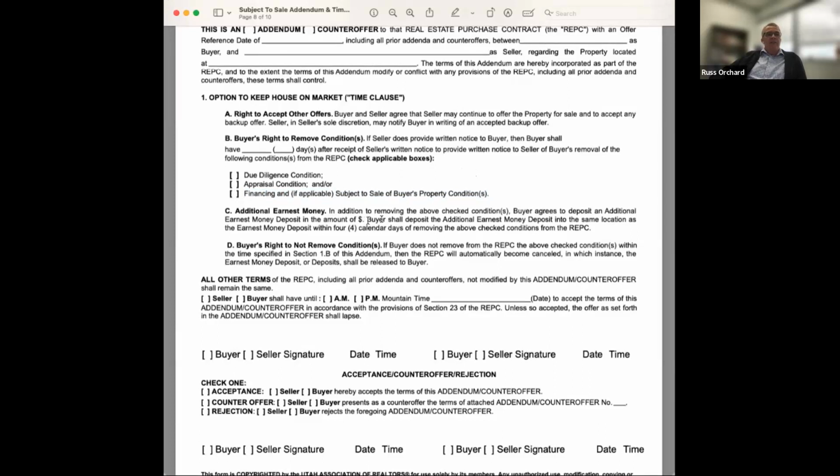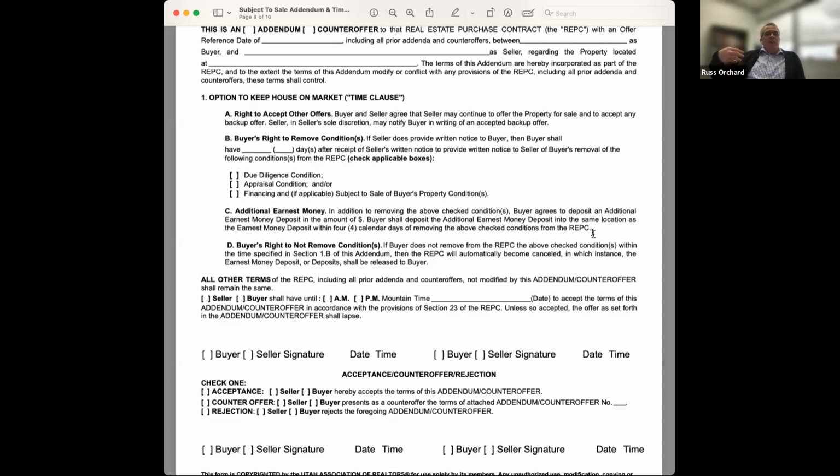Additional earnest money. So then it's saying, in addition to removing the above checked conditions, the buyer agrees to deposit additional earnest money in the amount of, and then you would put in however much the amount is. You can see on this form, it's only room for up to $99 probably. Totally joking. But you'll see on the regular form, I don't know why this one printed that way, you could put in whatever the earnest money is going to be. And then the buyer shall deposit the additional earnest money in the same location as the earnest money deposits within 4 calendar days of removing the above conditions.